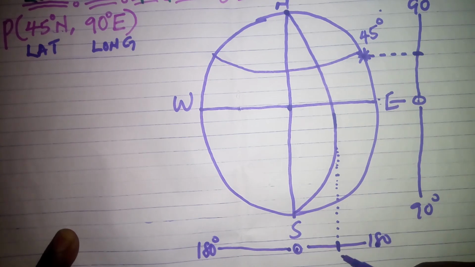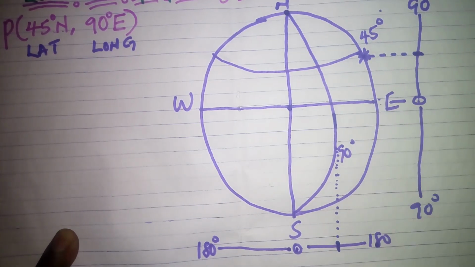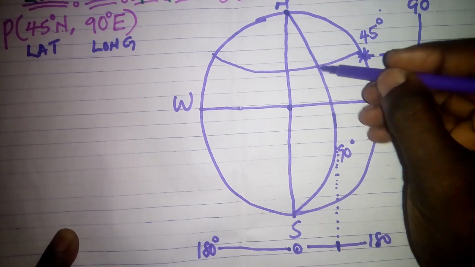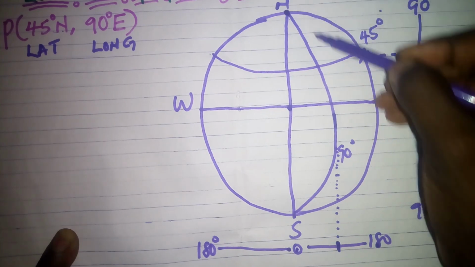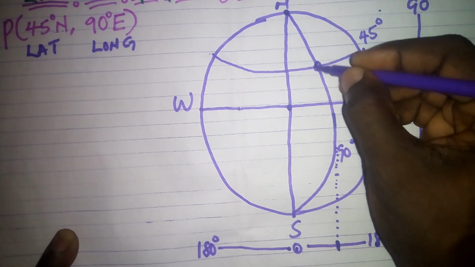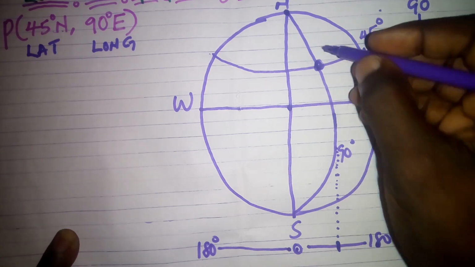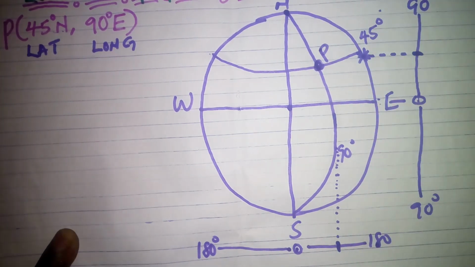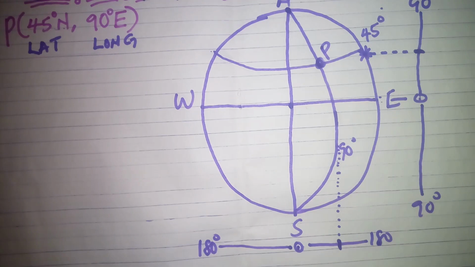So this is exactly how you draw it. This is your 90 degrees here, midway. The part where the latitude and the longitude intersect is your point, your place on the Earth's surface. So I can now call this one place P. This is how you locate this particular point on the Earth's surface.